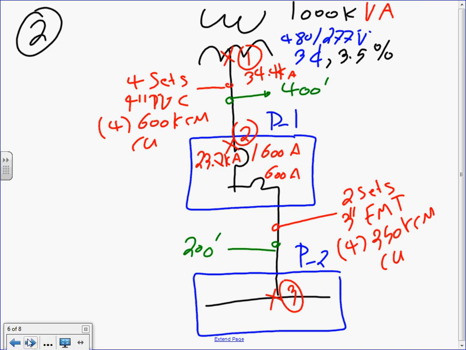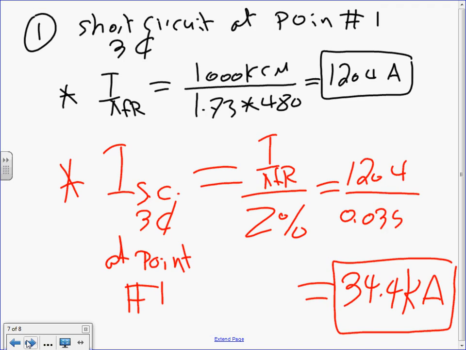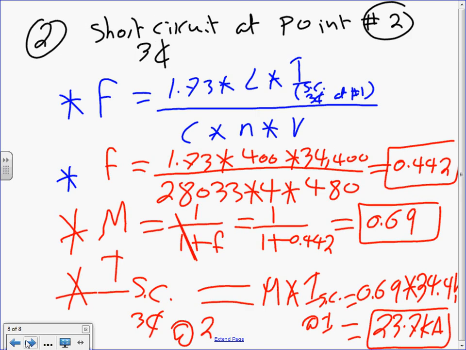Cool? Point 3. I'm going to give you time to join the second here. Point 3, I want to show you guys point 3. 2 sets, EMT, not PVC, and 350. Okay? So let's go back. Let me know, guys, when you're done with this.